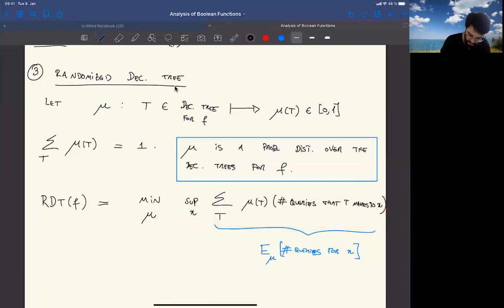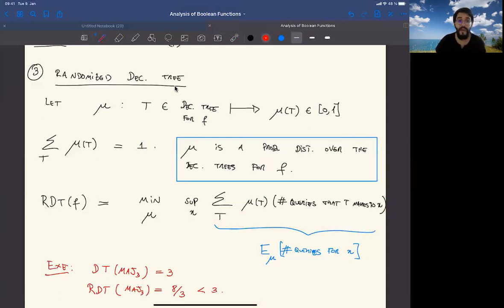And for instance, as an exercise, show that the majority function, so majority with three variables, has decision tree complexity equal to three, but randomized decision tree complexity equal to 8/3, which is less than three. Okay, so these measures are not exactly the same because using randomization, you can actually get some savings.